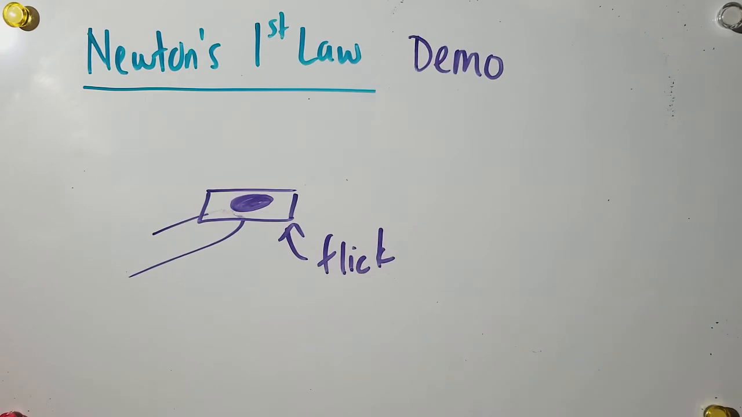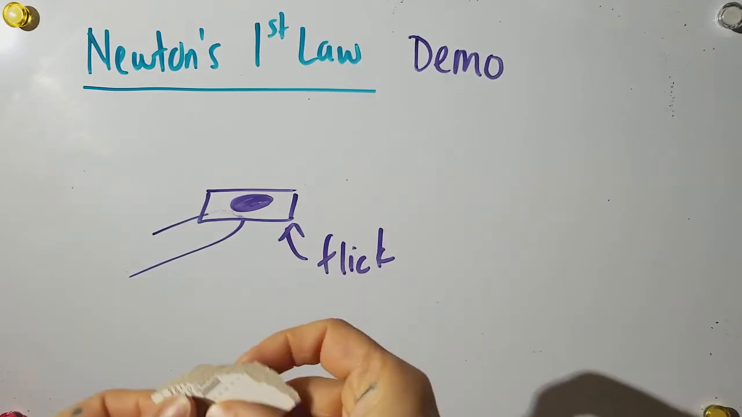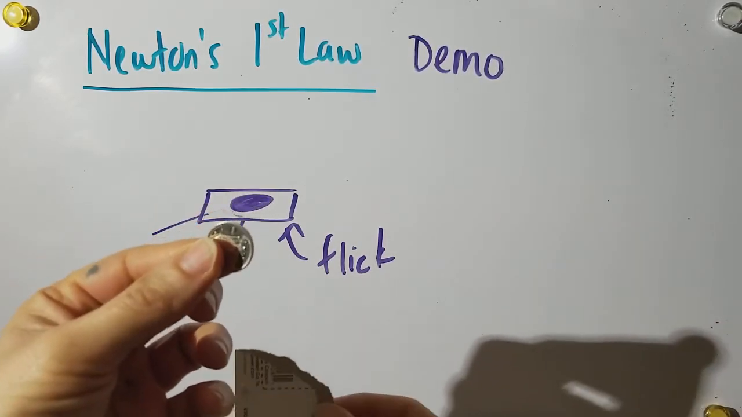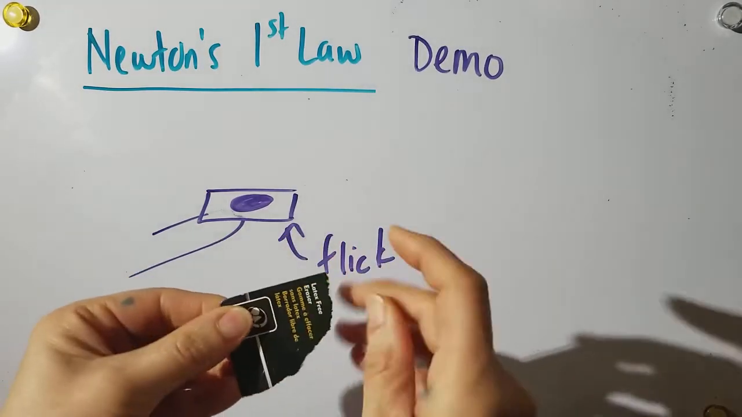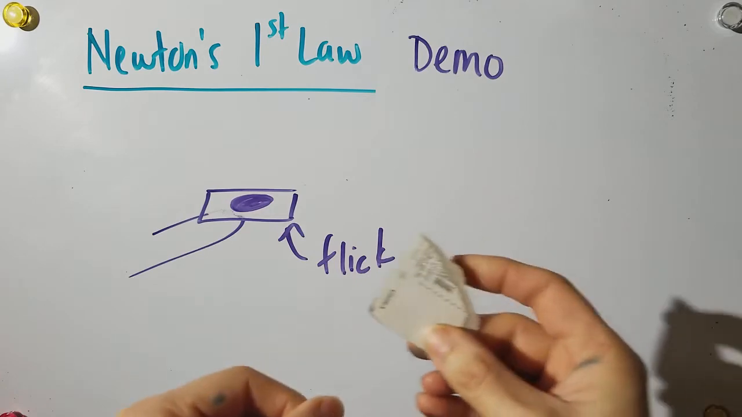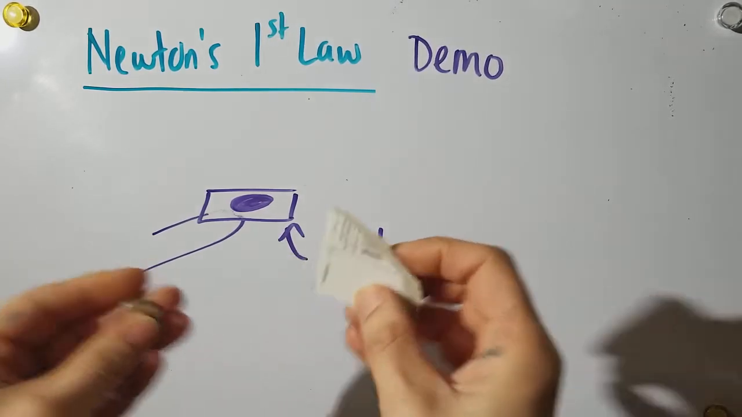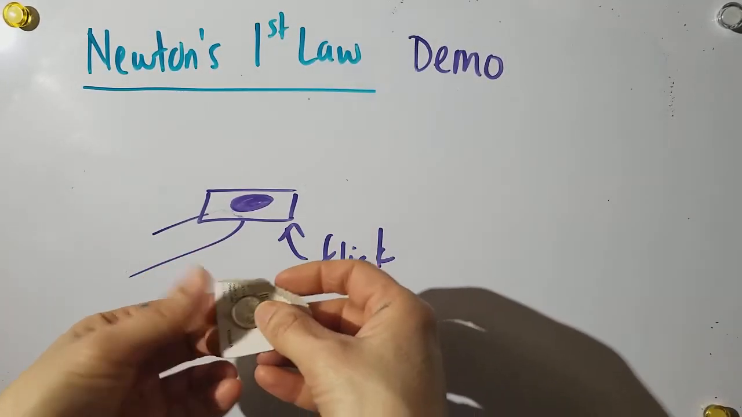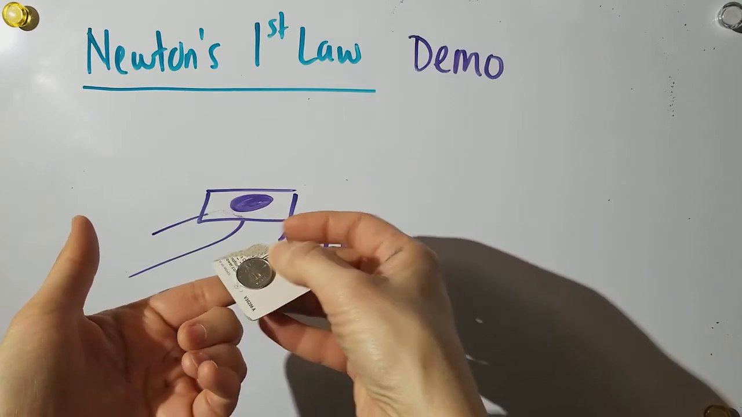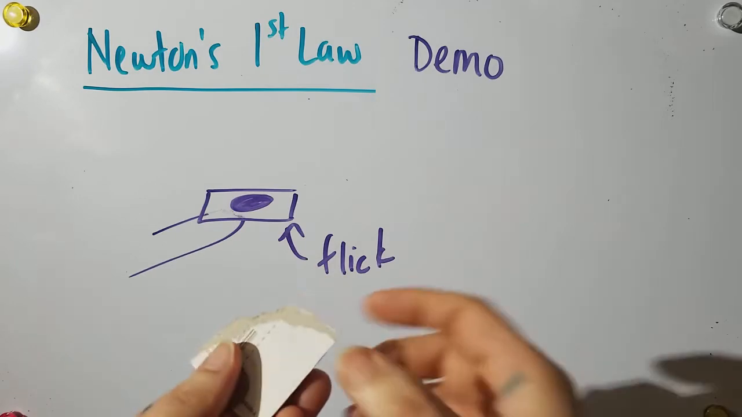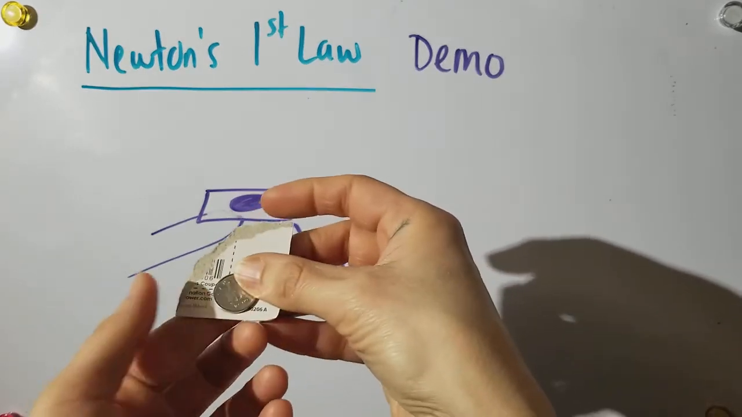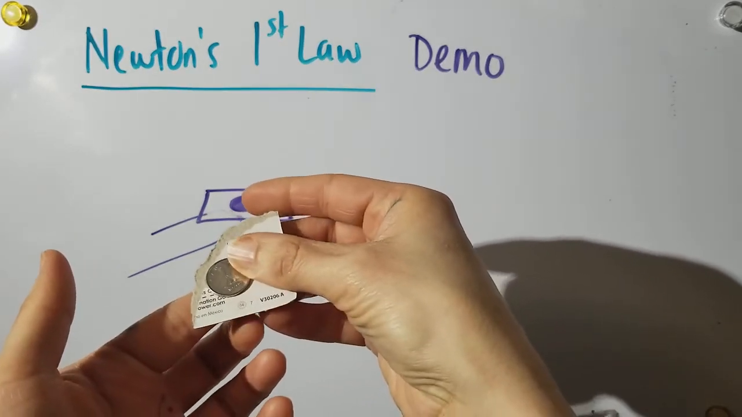All right, so now let's do a demo. You can actually do this at home. You just need some type of coin and a piece of maybe cardboard. I just ripped this off of a package of pencils I have sitting by my desk. So what you want to do is balance the coin on your finger on top of this piece of cardboard. You might be able to try and use a piece of paper. I think it might be too flimsy.